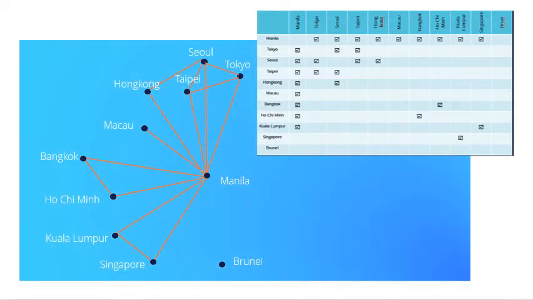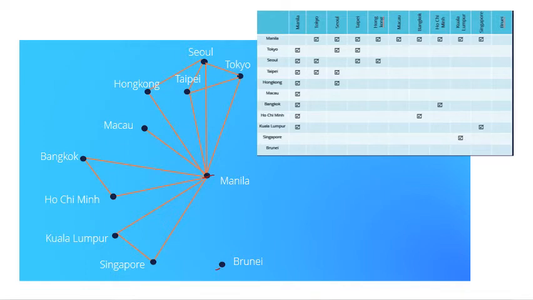So for our solution, we represent the cities as vertices: Manila, Tokyo, Taipei, Seoul, Hong Kong, Macau, Bangkok, Ho Chi Minh, Kuala Lumpur, Singapore, and Brunei. Then it's simple, just look at the connecting flights. From Manila, there is a flight going to Tokyo. So we have Manila to Tokyo, Manila to Seoul, Manila to Taipei. You just connect them with a line. That's how simple it is.